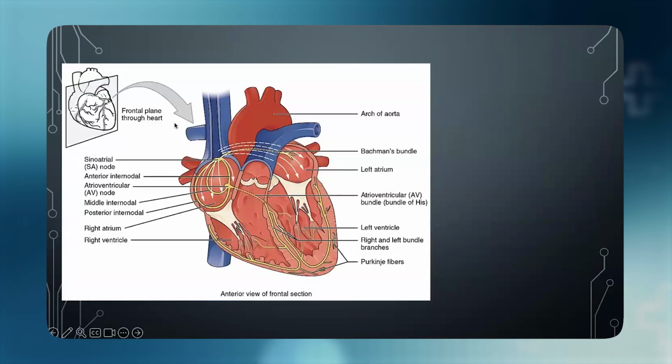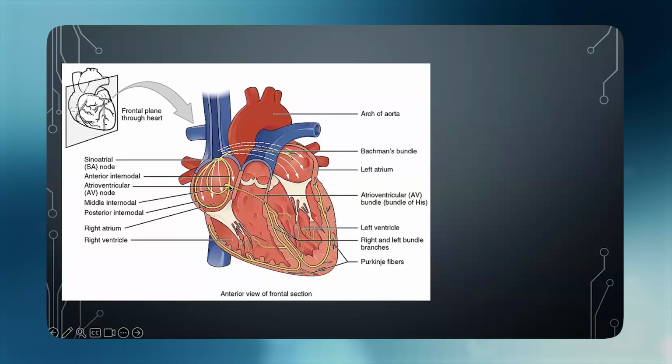So here, just to remind you, from the sinoatrial node the impulses go mainly through the atrium into the atrioventricular node. These are the three bundles: the anterior, middle, and posterior internodal bundles, which lie mostly in the right atrium. And the SA node is also in the right atrium, at the junction of the SVC and the right atrium. From the right atrium to the left atrium, the action potential goes through fibers called Bachmann's bundle. So this is the left atrium.